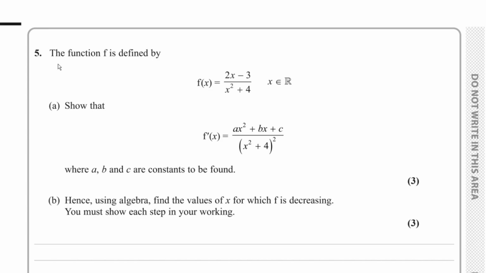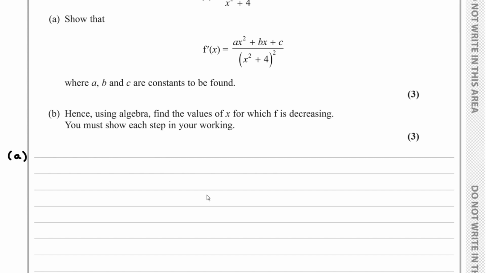Question number 5. The function f is defined by f of x equals 2x subtract 3 over x squared plus 4, where x is a real number. Part A, show that f dash of x equals ax squared plus bx plus c over x squared plus 4 squared, where a, b and c are constants to be found. Now here, the function f is a function that has terms in the numerator and terms in the denominator. Therefore, to differentiate f, we would have to use the quotient rule.